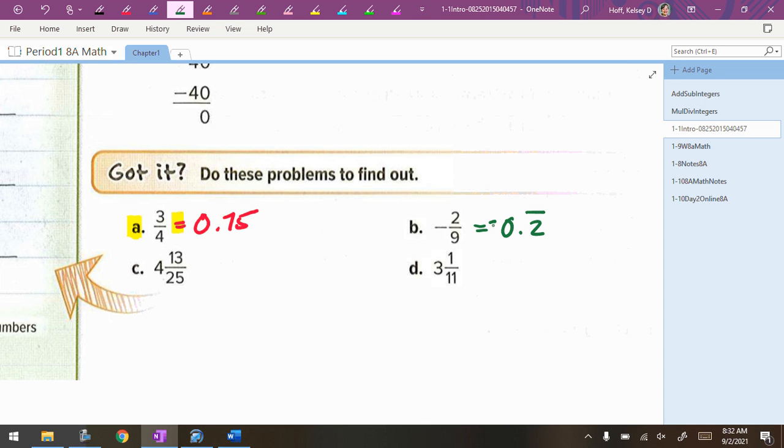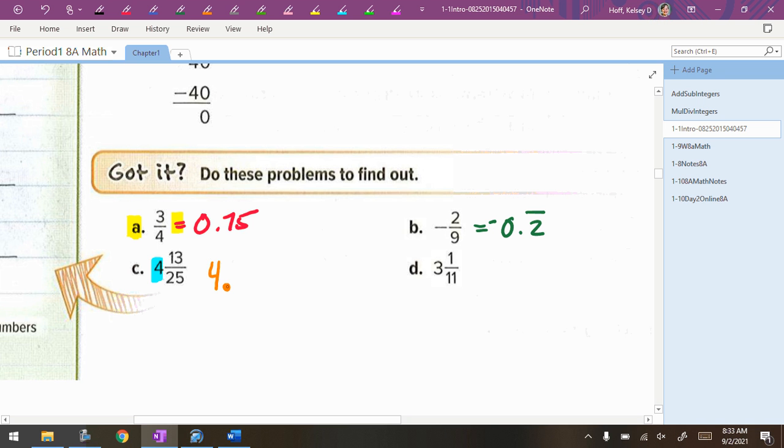Okay, now we're going to switch to mixed numbers, and this always makes people panic. Don't panic. The number you have out front goes in front of the decimal point. So right now, you can already write down 4 point. Now type 13 divided by 25 on your calculator.